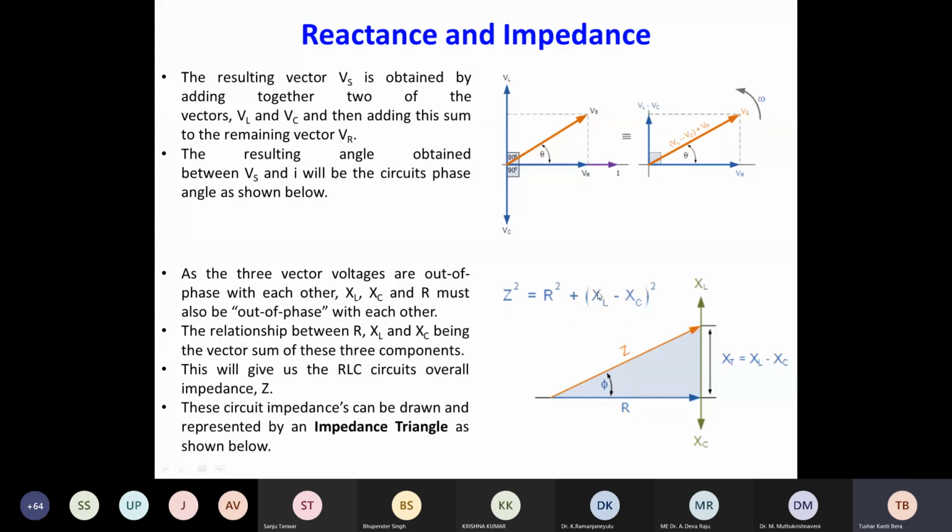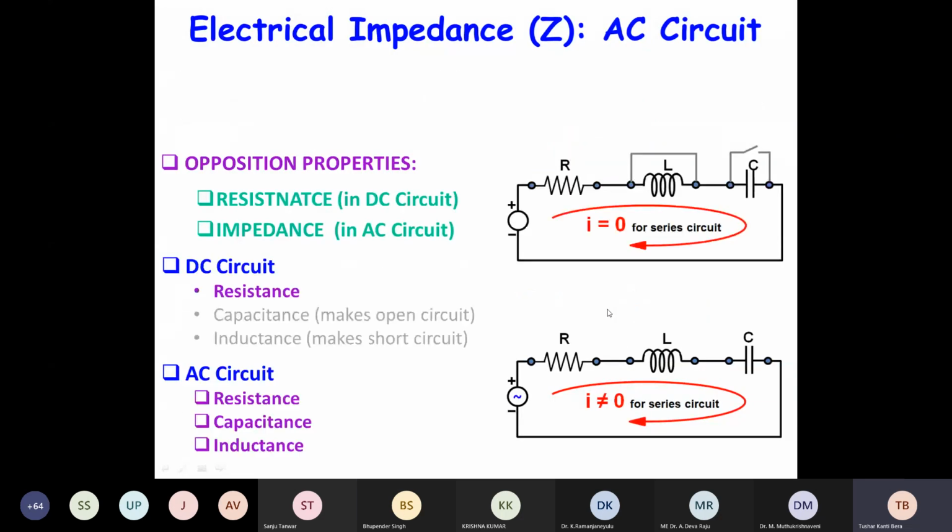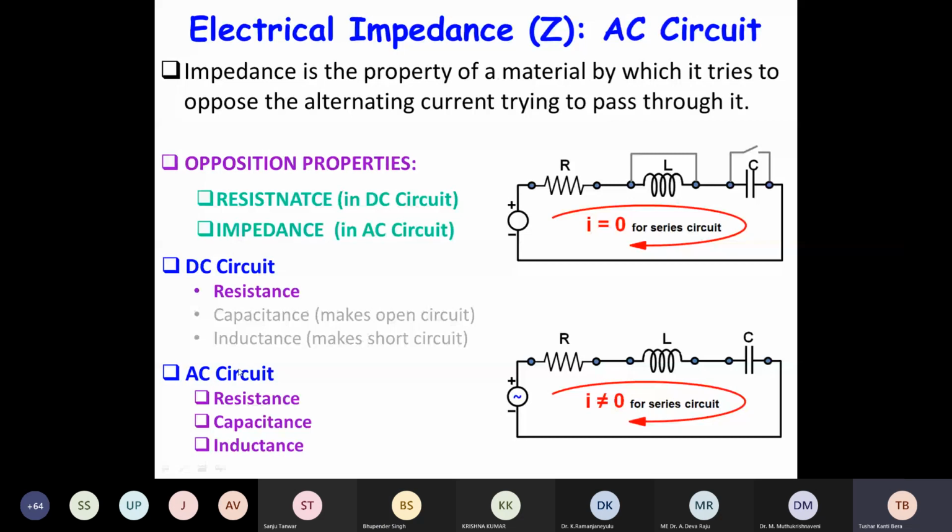So XL stands for inductive reactance and XC stands for capacitive reactance. Depending on the material, it will be found that either the capacitive property or the inductive property is dominating, and accordingly we will get the ultimate impedance and the phase angle. So if we apply alternating current across a resistor, the summary is that we will get the resistance itself, and that will be considered as the equivalent impedance of the circuit.